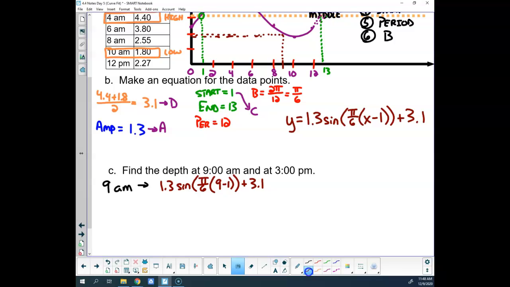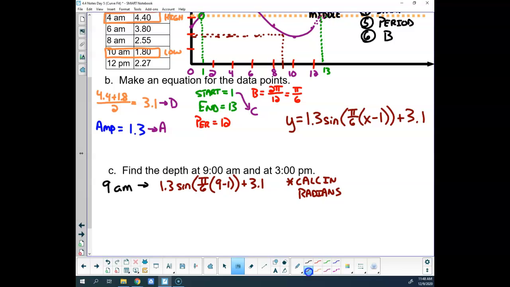Now the kicker here, before you guys are punching in your stuff, you gotta make sure that your calculator is in radians. You gotta make sure that your calculator is in radians in order to do this. So that's a DRG. If you slide it over to the RAD, if you're using this kind of calculator, or if you're using an Inspire, it's in the setting. Okay.